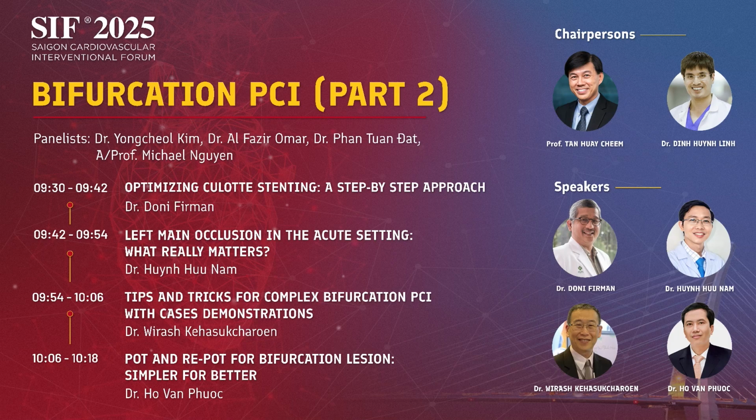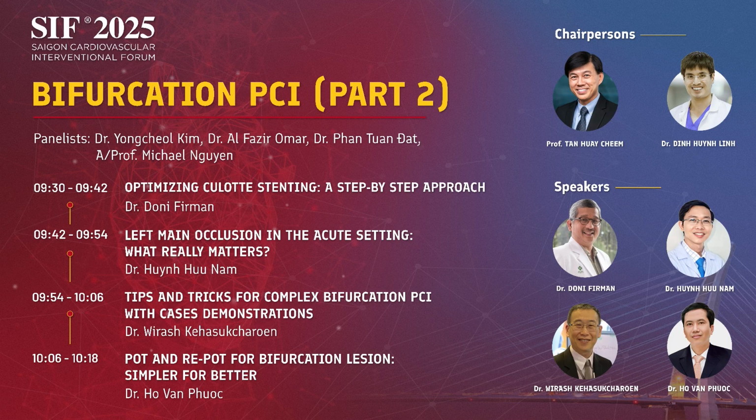Okay, thank you so much for that talk. There's lots of confusion now. So do you think that, with what you presented, we shouldn't be doing kissing balloon, we should just do POT and a one-stent strategy, POT, and that's it? No more kissing balloon? Is kissing balloon dead now?